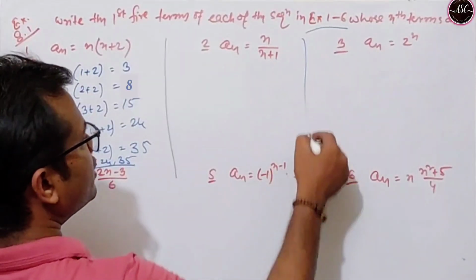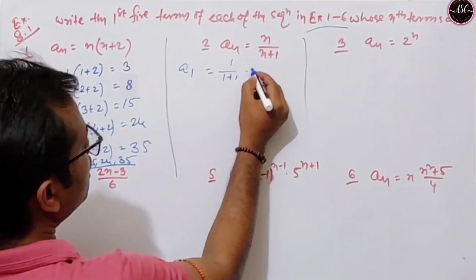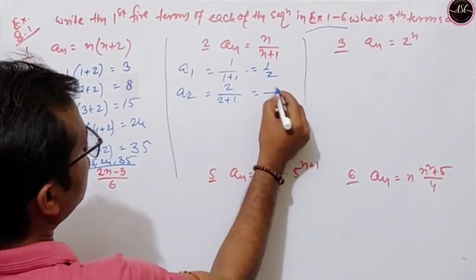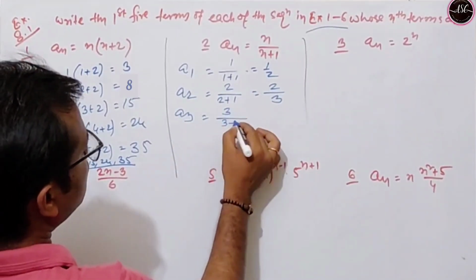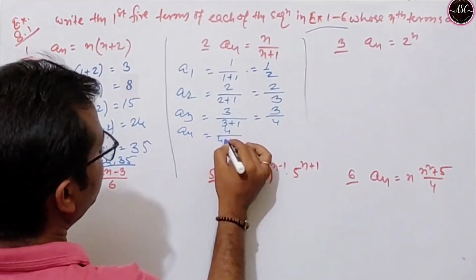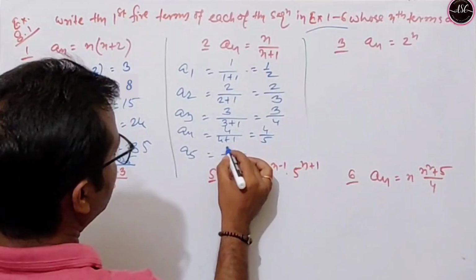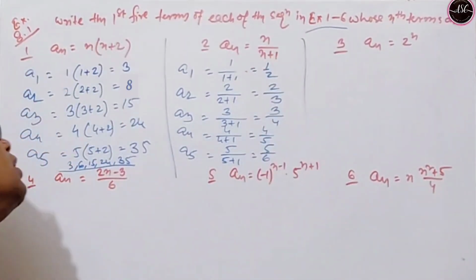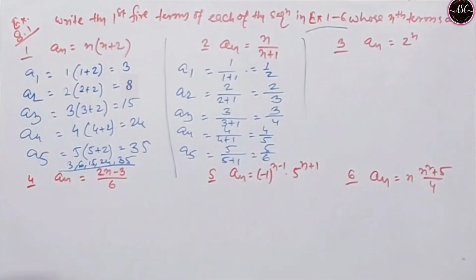Okay. This second, similarly, a1 equal to, just putting 1 in place of n, 1 by 1 plus 1, that means half. a2 equal to 2 by 2 plus 1, that means 2 by 3. a3 equal to 3 by 3 plus 1, that means 3 by 4. a4 equal to 4 by 4 plus 1, that means 4 by 5. a5 equal to 5 by 5 plus 1 equal to 5 by 6. Okay, so the first 5 terms are half, 2 by 3, 3 by 4, 4 by 5 and 5 by 6.